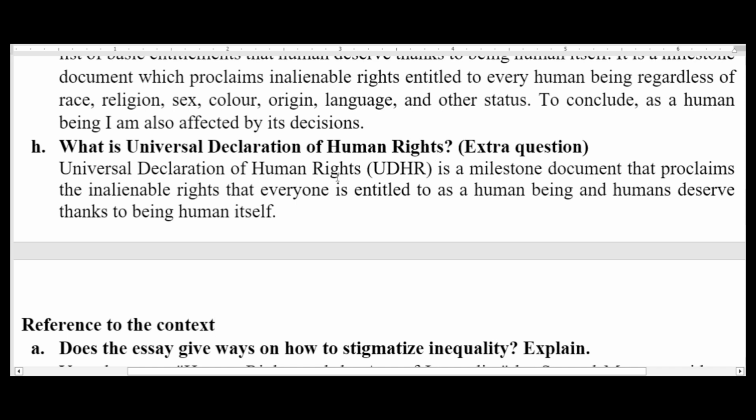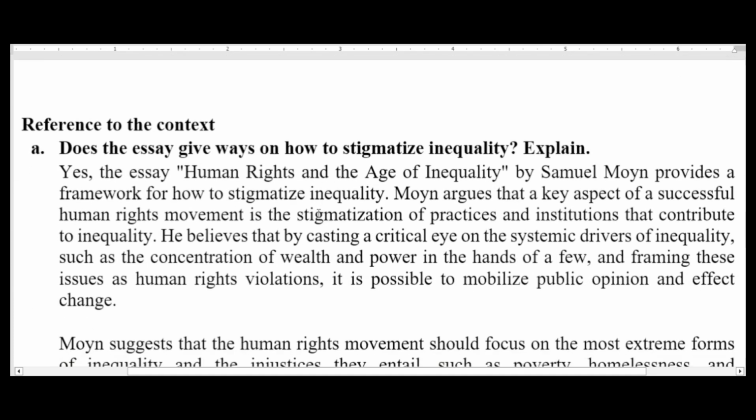Universal Declaration of Human Rights is a milestone document that proclaims the inalienable rights that everyone is entitled to as a human being, and a human deserves them thanks to being human itself.